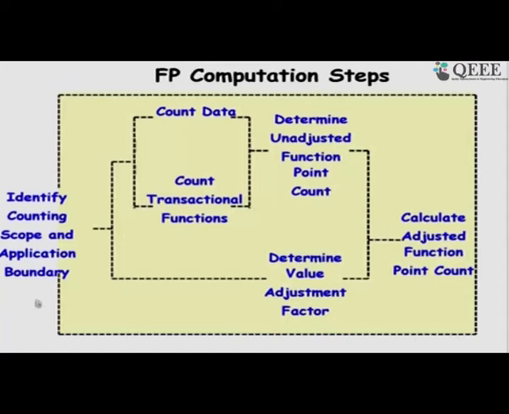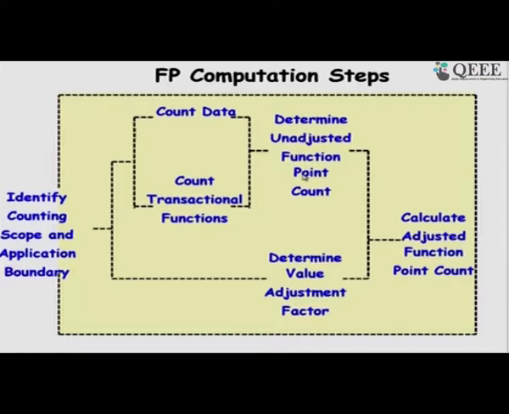So, this just shows that given the SRS document, which identifies the scope and application boundary, then we can look at the SRS document and compute how many data inputs and how many functions there are, the data input and output and the transactional functions, and then based on that we will obtain the unadjusted function point, UFP.